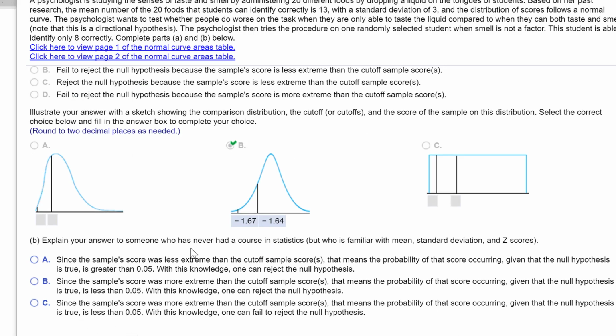Okay, explain your answer to someone who has never had a course in statistics, but who's familiar with the mean, standard deviation, and z-scores. So, since the sample score was less extreme, no, we said it was more extreme, right? We said that up here. Since the sample score is more extreme, this is looking good. The cut scores, that means the probability of that score occurring, given that the null hypothesis is true, is less than 0.05. Yes.